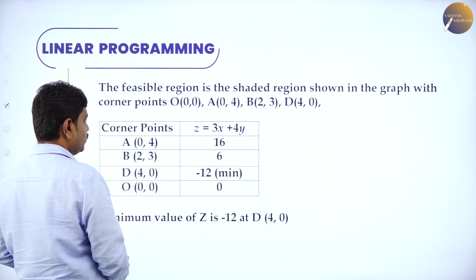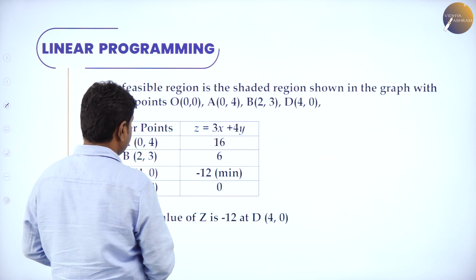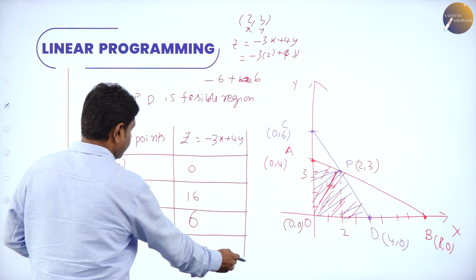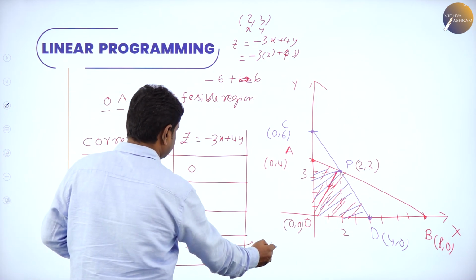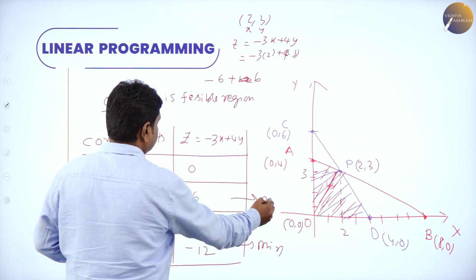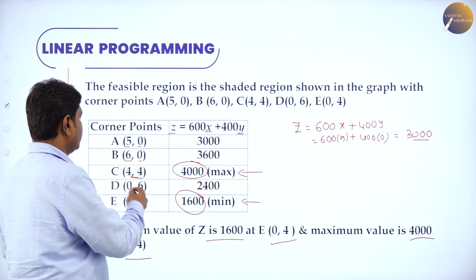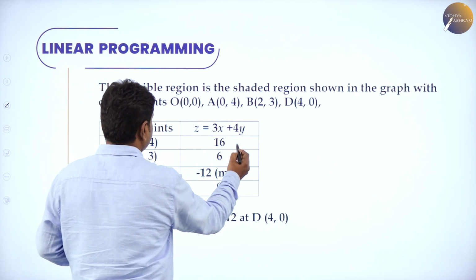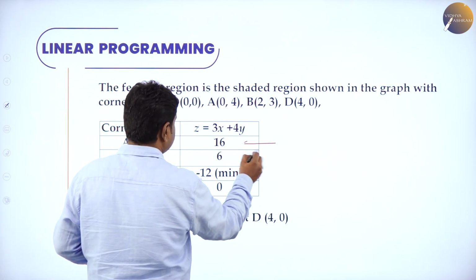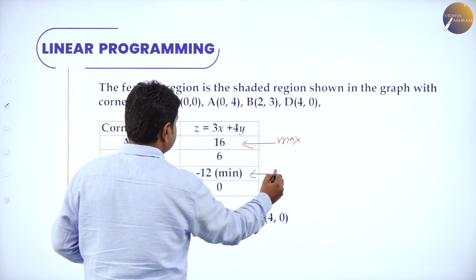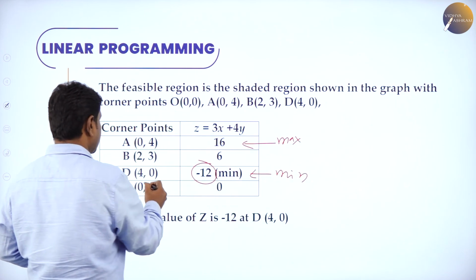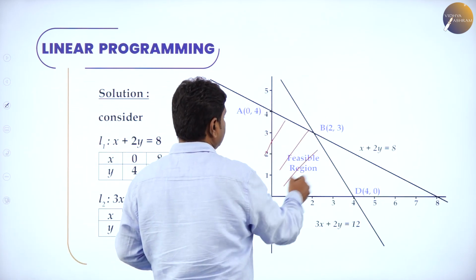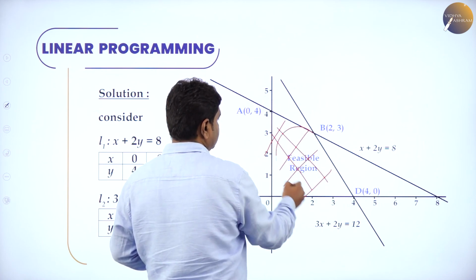So what is the minimum value? 4, 0 if you substitute, we have minus 12. This is minimum. And this is maximum. So what is the maximum value? Maximum is this, but they want minimum. Minimum is this. They want you to find minimum. Minimum is minus 12, occurs at 4, 0. That's it. And the graph shape you'll get like this. This is the feasible region where both the shadings will mix.